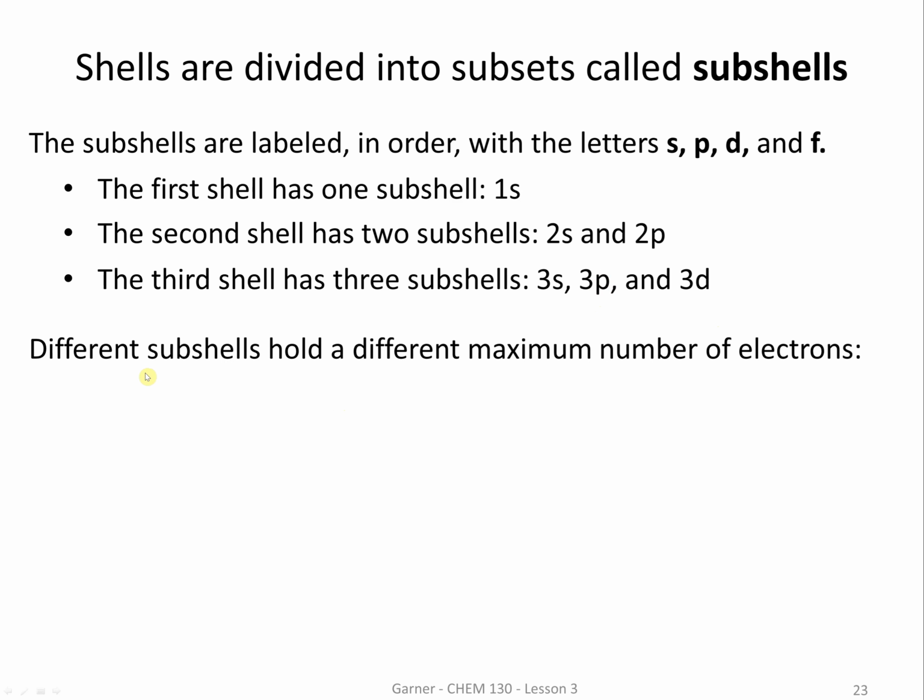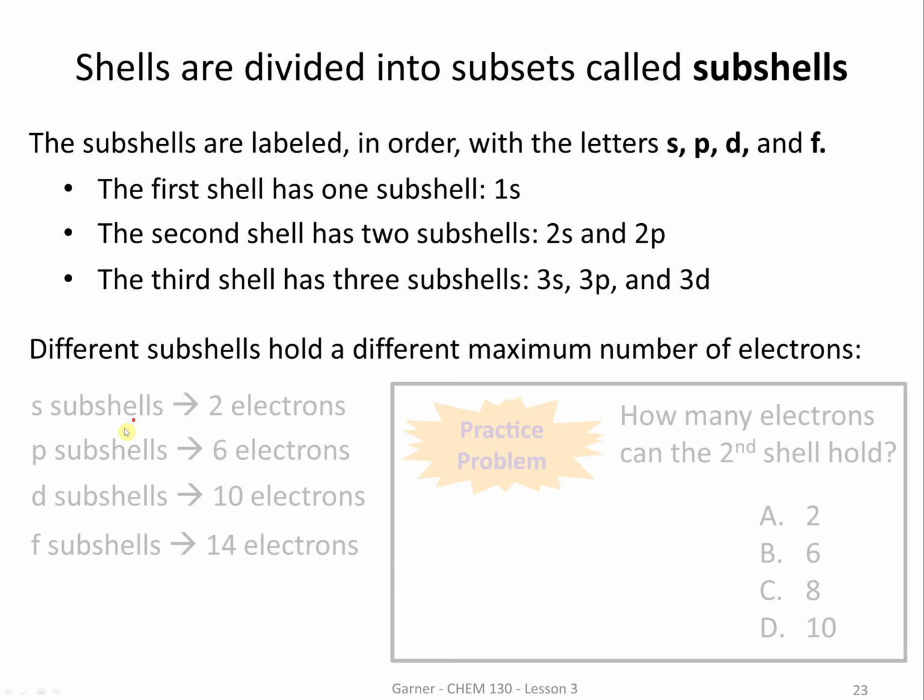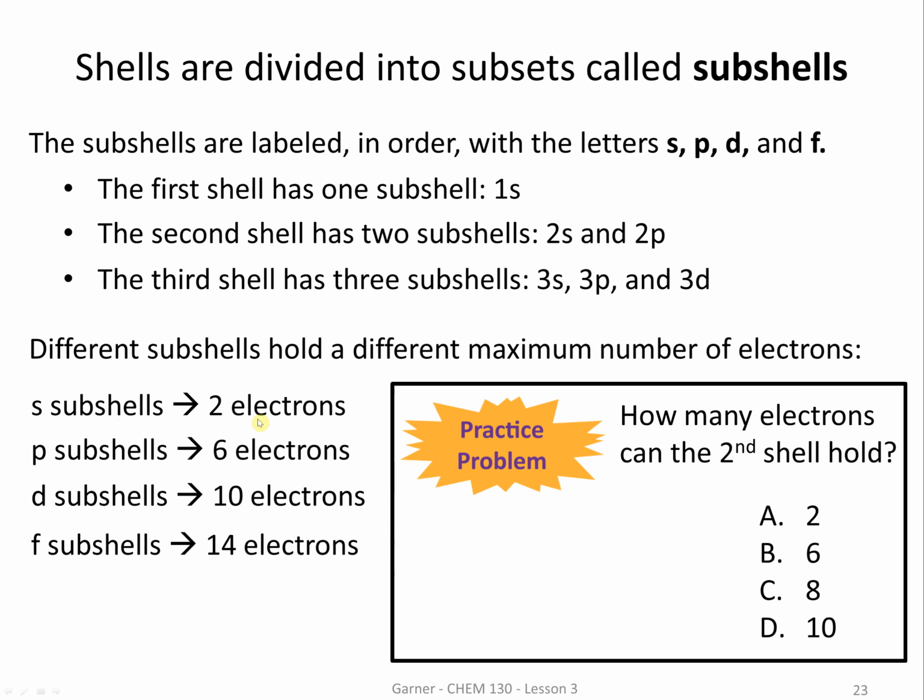So different subshells are also able to hold different numbers of electrons. The s subshells can only hold 2 electrons. P subshells can hold up to 6 electrons. D subshells can hold up to 10 electrons. And f subshells can hold up to 14 electrons.